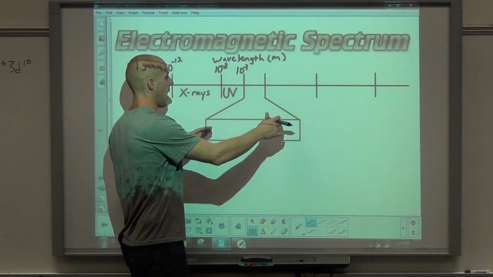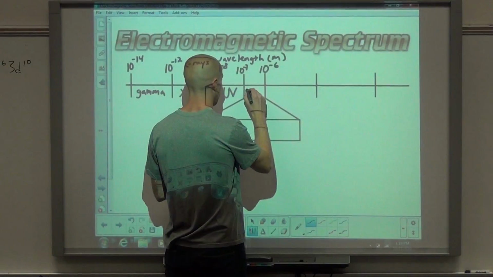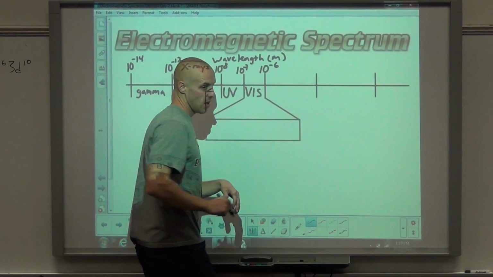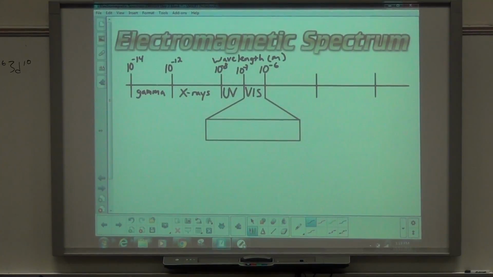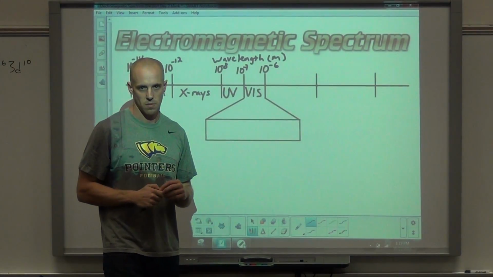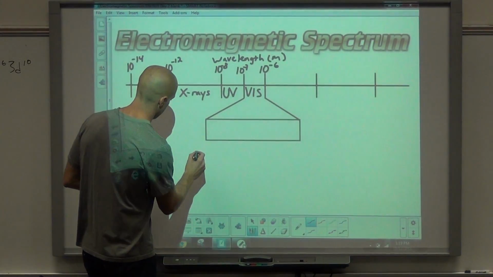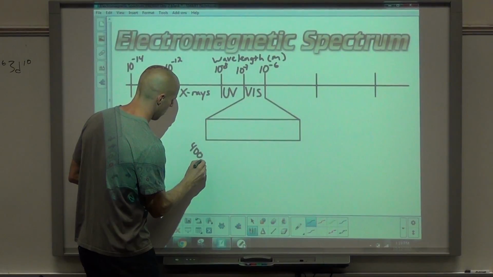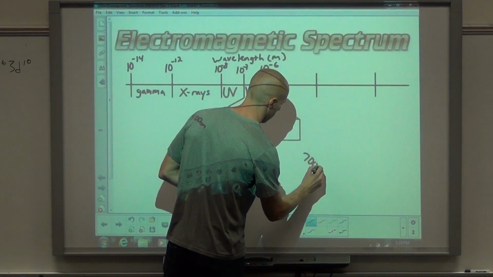The reason we've blown the next part of the spectrum up is that this is going to be very important for us, because this is where visible light falls. This is the only part of the electromagnetic spectrum that we can actually perceive with our eyes. So it's a very, very small part of the spectrum. Specifically, visible light falls between 400 nanometers and 700 nanometers.